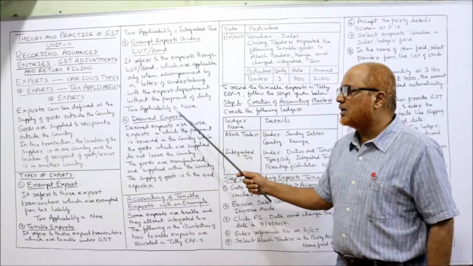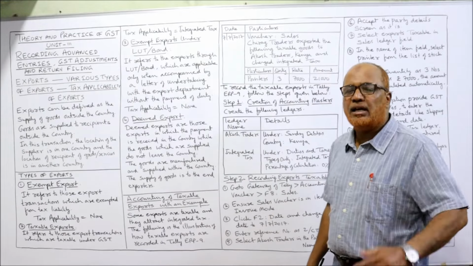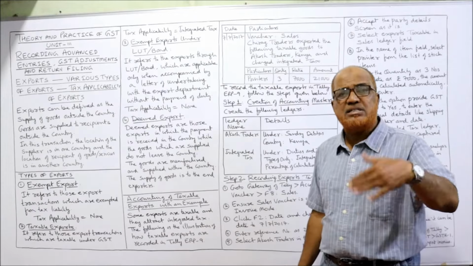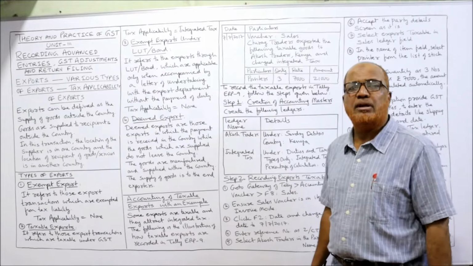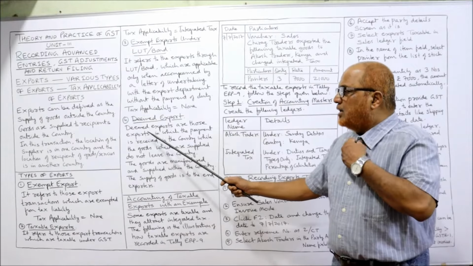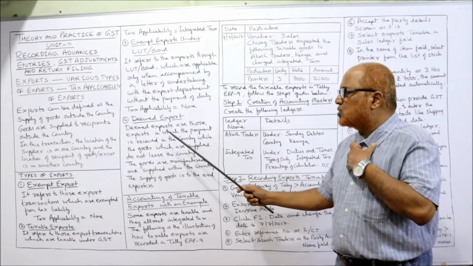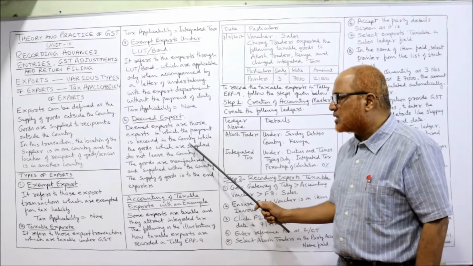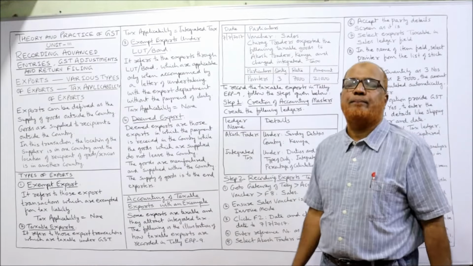Now the last one is deemed export. Deemed means just like, not exactly export, but just like export. Deemed export. What is the provision? Deemed exports are those exports in which the payment is received in the country while the goods which are supplied do not leave the country.